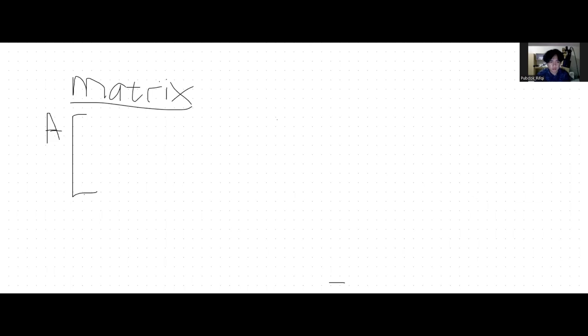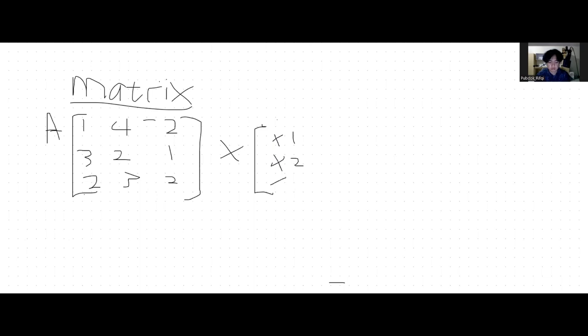1, 4, minus 2, 3, 2, and 2, 3. Here, this time, 1, x, 2, x, 3. So in the Cramer method, it's pretty simple. You just have to multiply along the diagonals, like what I'm drawing here. So 1 times 2 times 2 and so on.